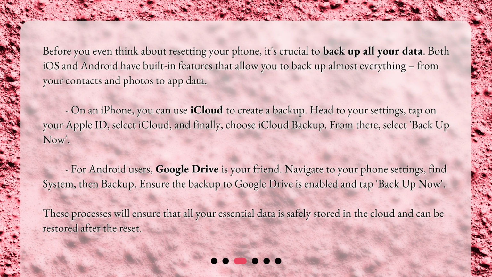For Android users, Google Drive is your friend. Navigate to your phone settings, find System, then Backup. Ensure the backup to Google Drive is enabled and tap Backup Now. These processes will ensure that all your essential data is safely stored in the cloud and can be restored after the reset.